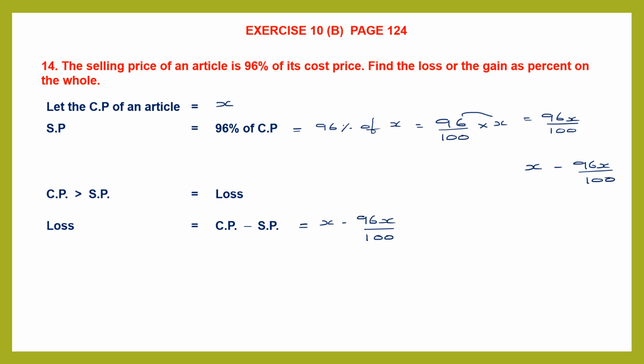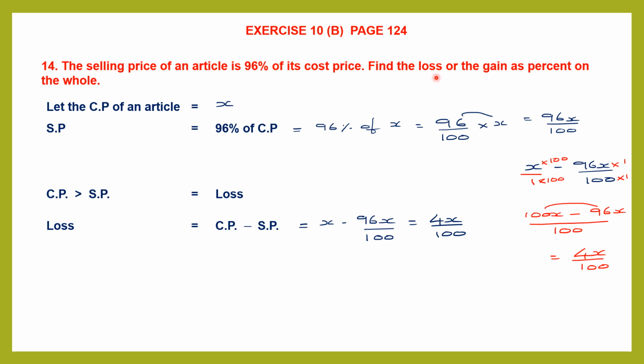This is subtraction of fractions now. Give this the denominator 1. So our LCM is going to be 100. Now 1 into 100 is 100. So multiply this X also by 100. 100 into X is 100X minus, now this is 100 into 1, so 96X into 1 is 96X. Now subtract these two because now they become like terms, both have X with them. 100 minus 96 is 4, put the X there and 100. So the loss is 4X by 100. So let's write that here. The loss is 4X by 100.